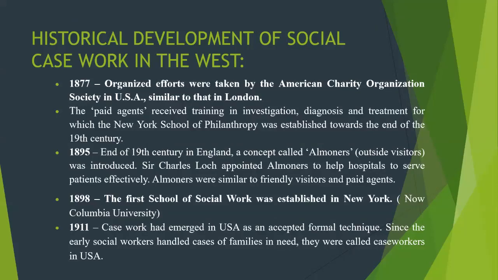In 1877, these organized efforts were taken up by the American Charity Organization Society in the USA, which was very similar to that in London. The paid agents received training in investigation, diagnosis, and treatment, for which the New York School of Philanthropy was established towards the end of the 19th century. Casework was officially not the word at that time. Those paid agents, who were the volunteers or friendly visitors, received training in investigation, diagnosis, and treatment in the New York School of Philanthropy.